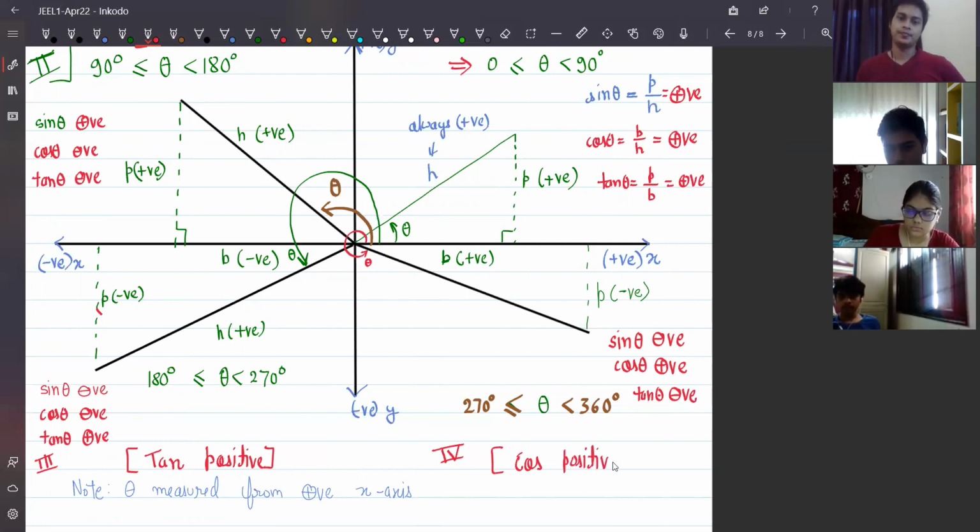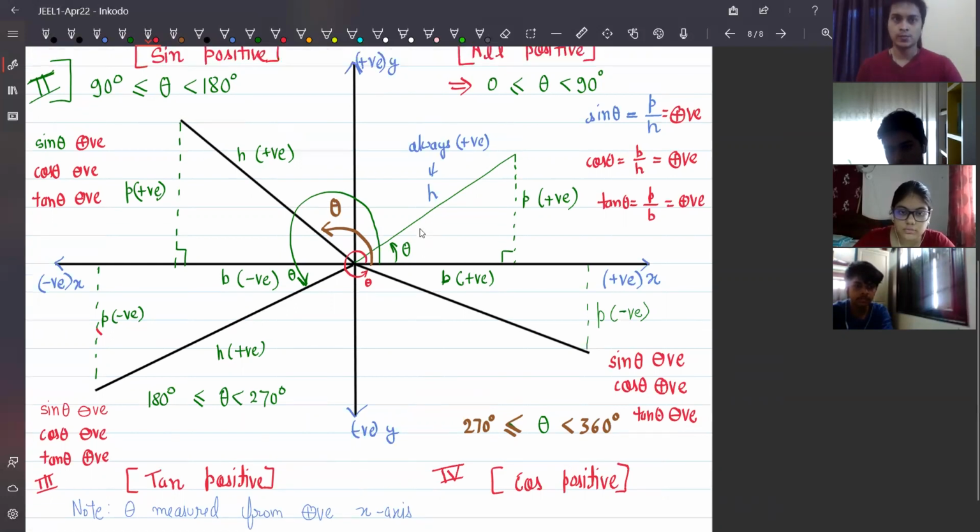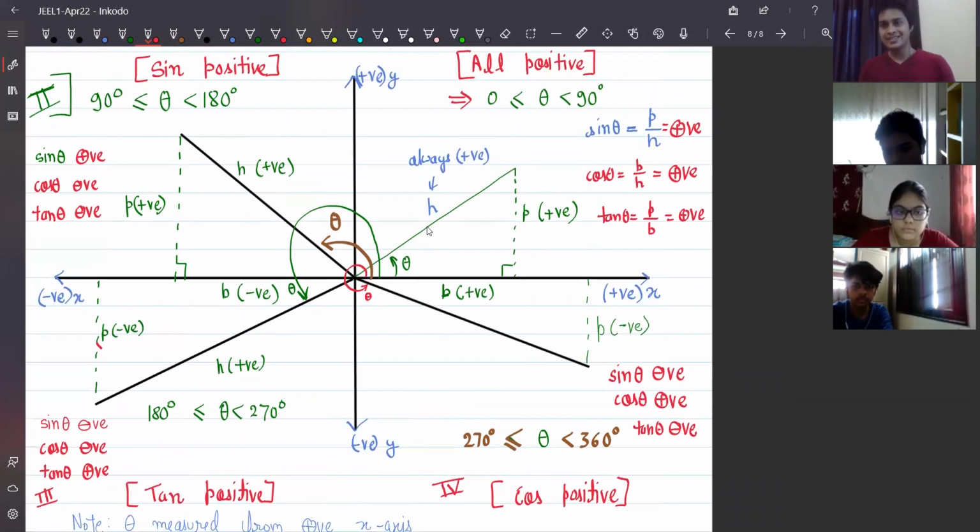So you understand now why these ratios are positive and negative in different quadrants. Any questions about this? Is it clear? Give me a nod if it's clear. Yes, sir. Okay. So now you have understood why this happens.